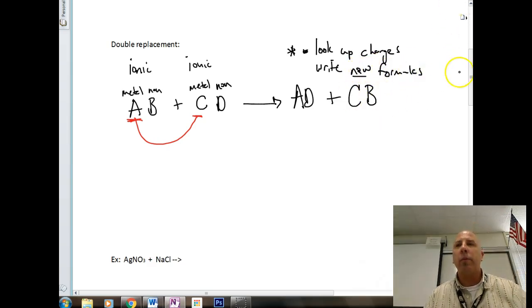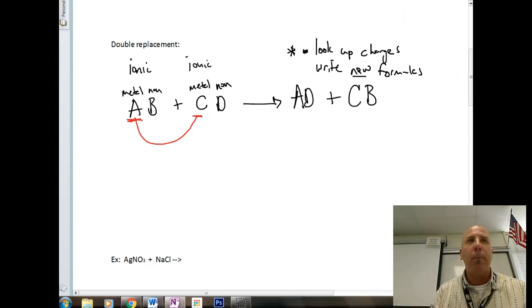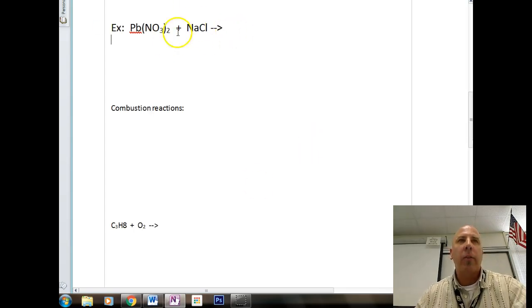Definitely write those new formulas for the charges. Don't assume that because something has a 2 after it on the left, it's going to automatically have a 2 after it on the right. Okay? Okay, so here's a good example of a double replacement reaction.